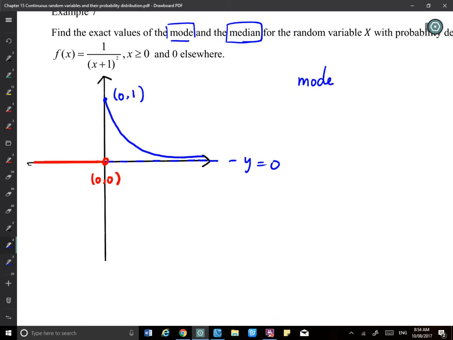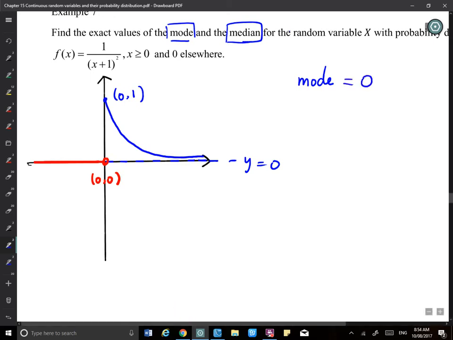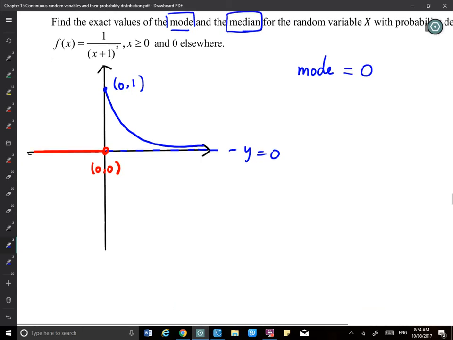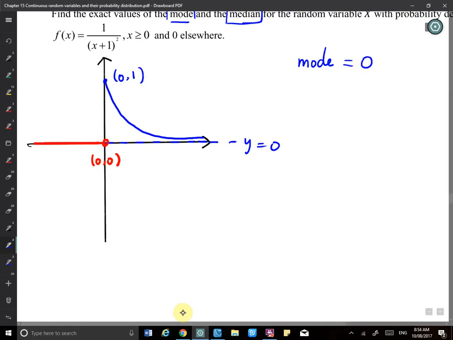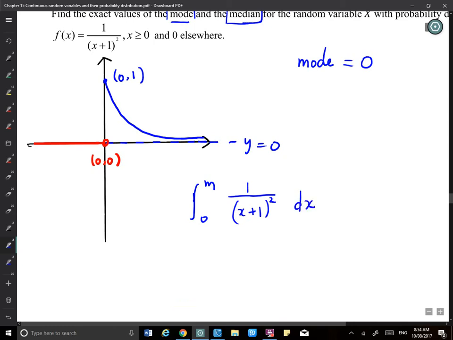Okay, what will the mode be? 0. Okay, it's the starting point, which is 0. And I want to work on the median. So the median is the integral from 0 to m of 1 over (x plus 1) squared dx, which equals 0.5 exactly.